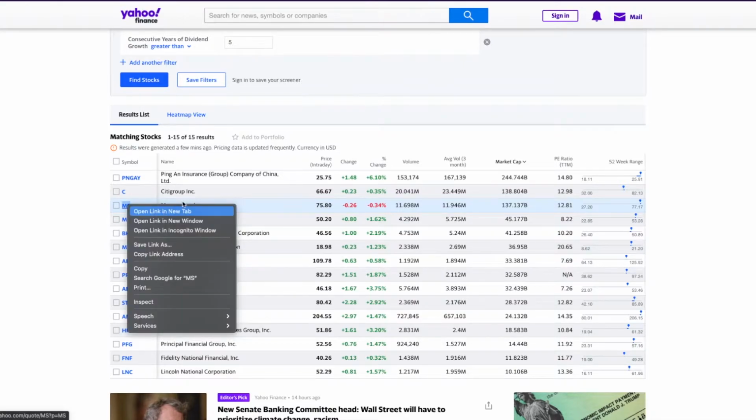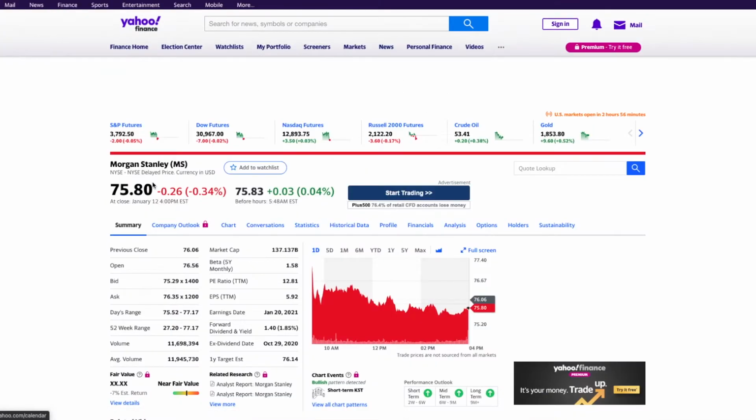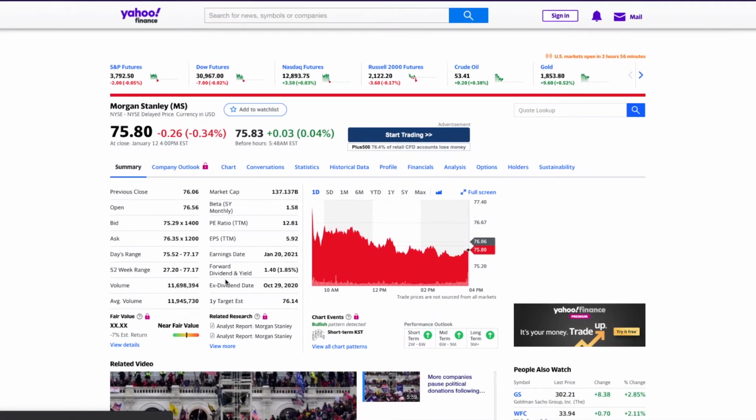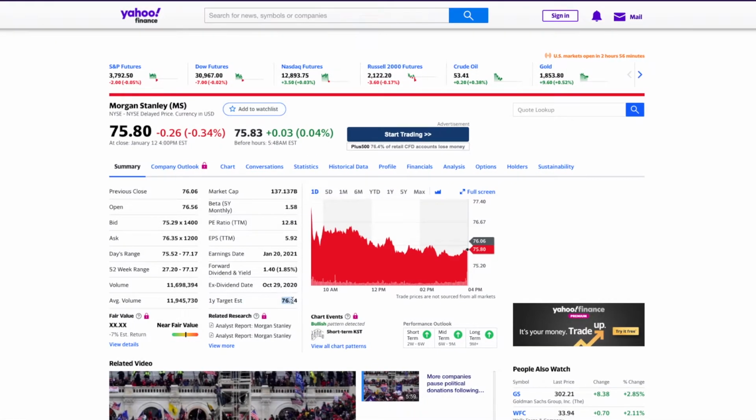So we're going to pop open Morgan Stanley and that'll take you to their homepage. Again, in terms of key things to look out for here, first thing, first year price target, 76.14. Stock, again, trading at 75.80. Back to the point, it's near an all-time high. It's also near the first year price target.